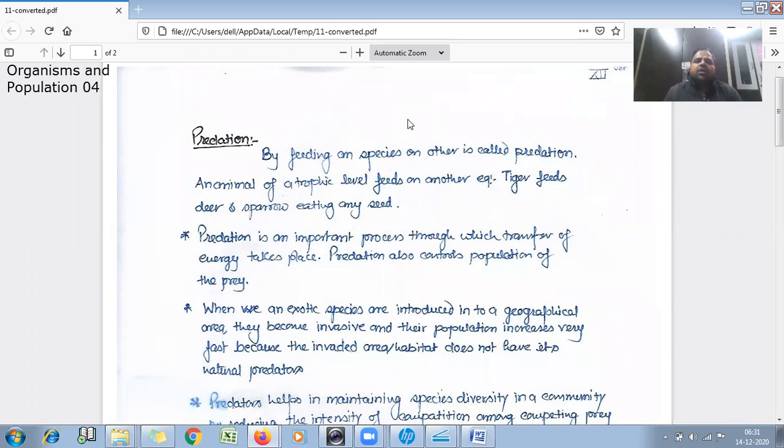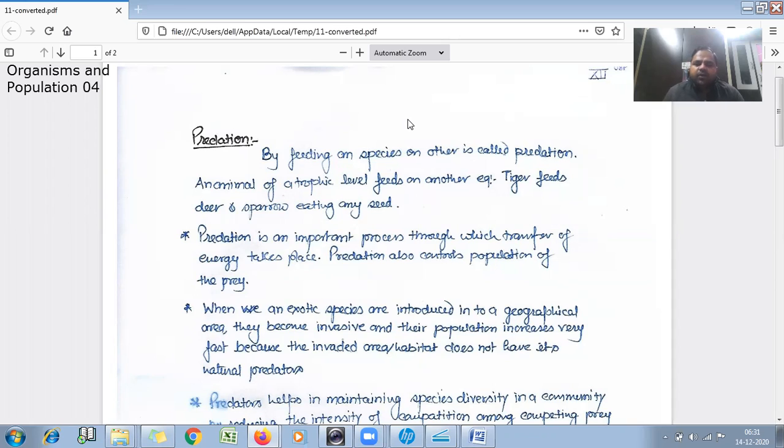An animal of one trophic level feeds on another. Examples: a tiger feeds on a deer, a sparrow eats seeds, and herbivores feed on plants. These are all examples of predation. Predation is an important process through which transfer of energy takes place, and predation also controls the population of the prey.